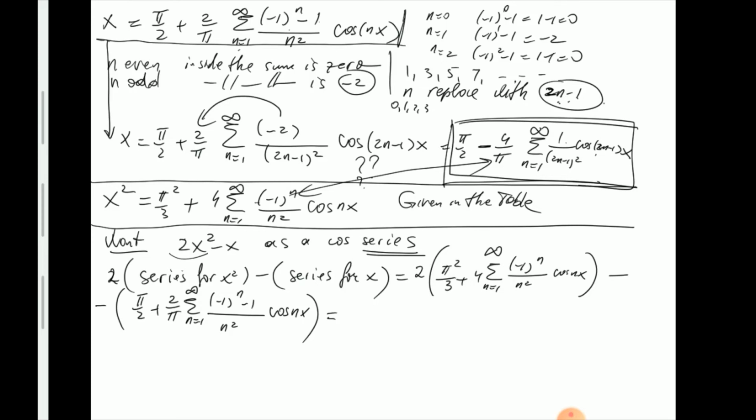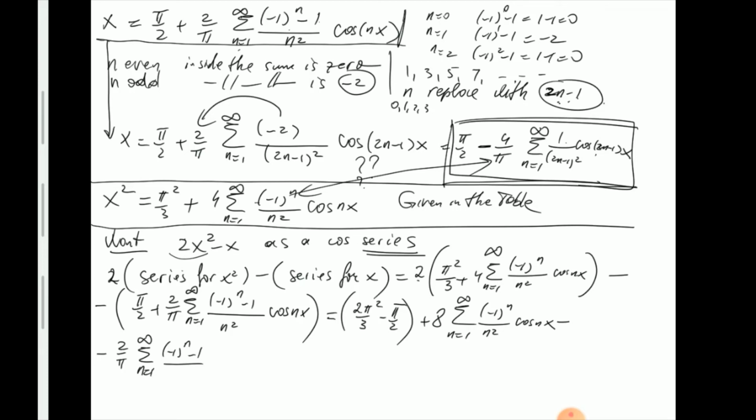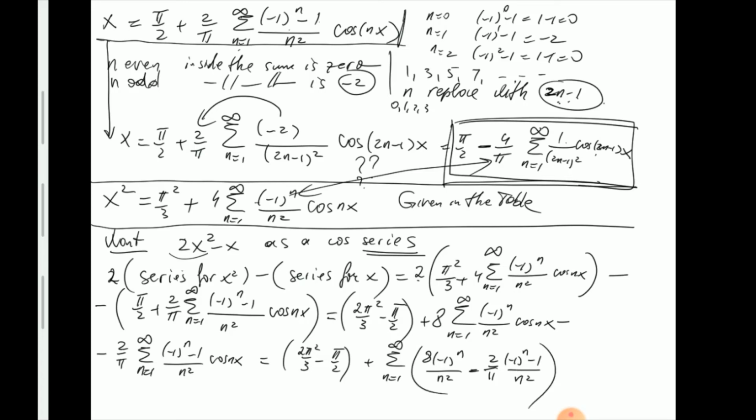So let's combine the constant term, the term outside the summation. We have 2 pi squared over 3 minus pi over 2. Then we have 8, 2 times 4 is 8. We're going to combine them on the next step. And then minus 2 over pi, and then we can combine these two summations together: 8 times minus 1 to the n over n squared, and then minus 2 over pi times minus 1 to the n minus 1 over n squared, cosine of nx.